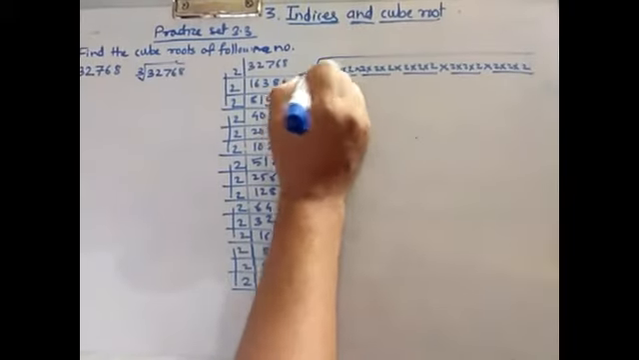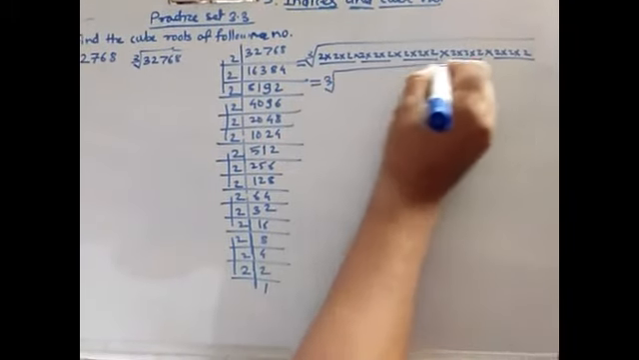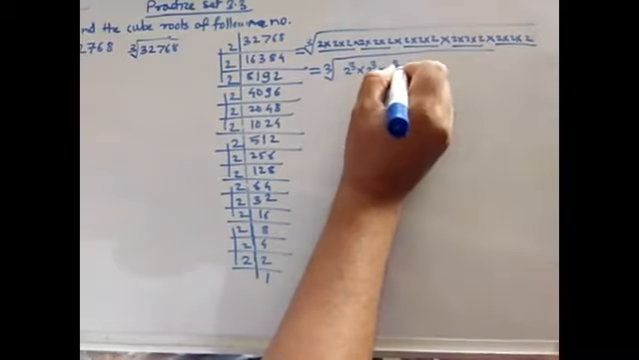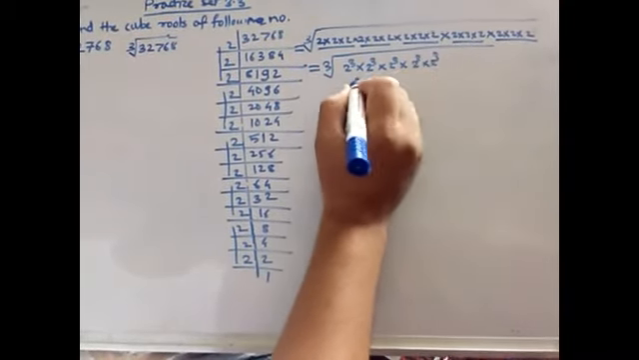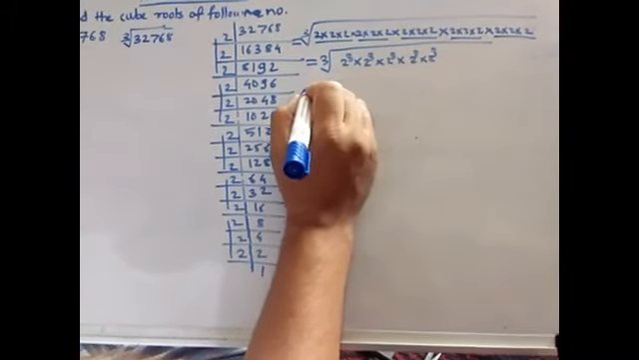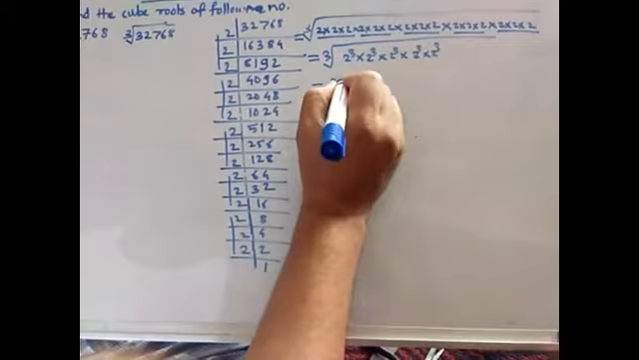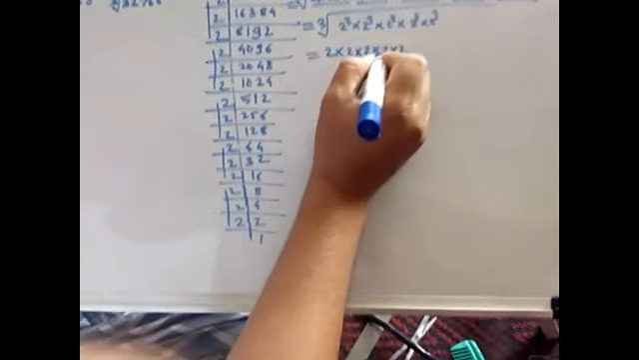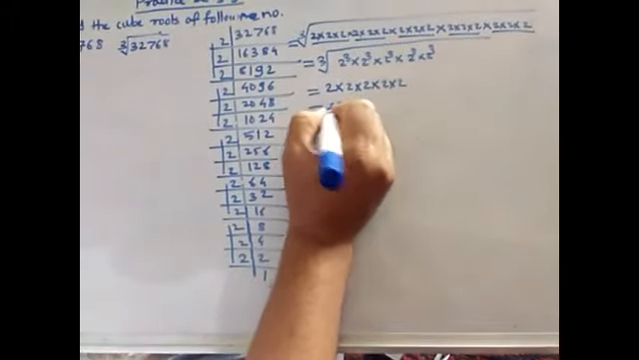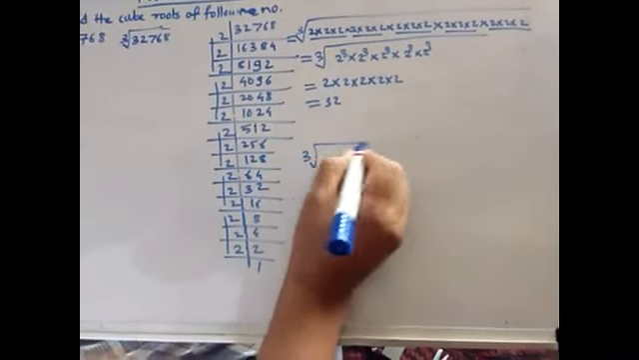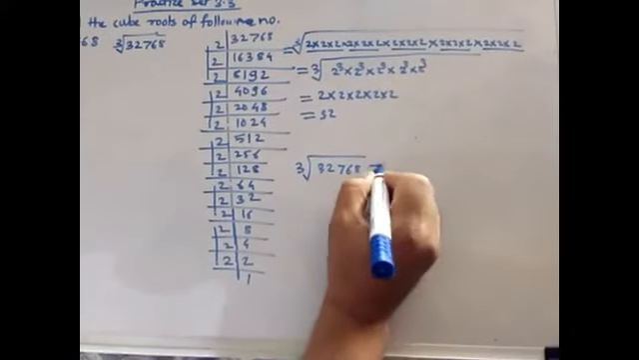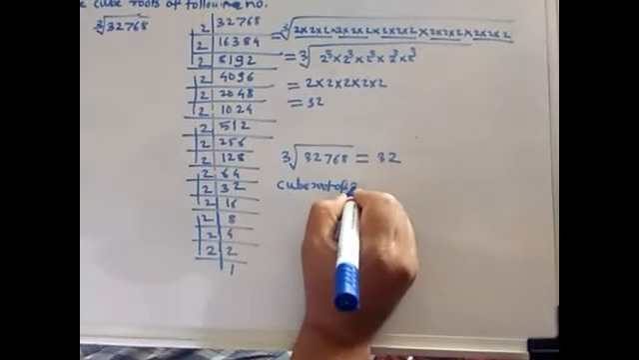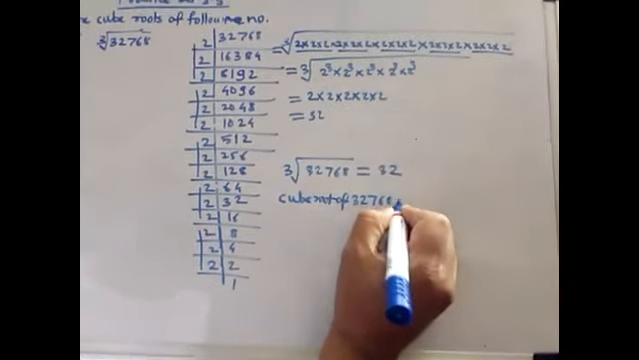Means we write here cube root of 2 raised to 3 into 2 raised to 3 into 2 raised to 3 into 2 raised to 3 into 2 raised to 3, means 5 pairs. The cube and cube root get cancelled, that is 2 into 2 into 2 into 2 into 2. 2 2s are 4, 4 2s are 8, 8 2s are 16, 16 2s are 32, so our answer is 32. Means cube root of 32,768 is 32.